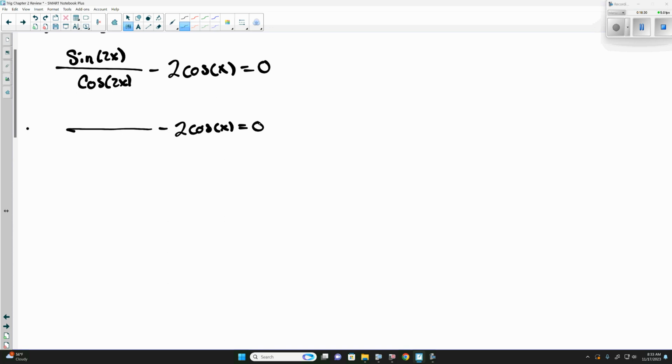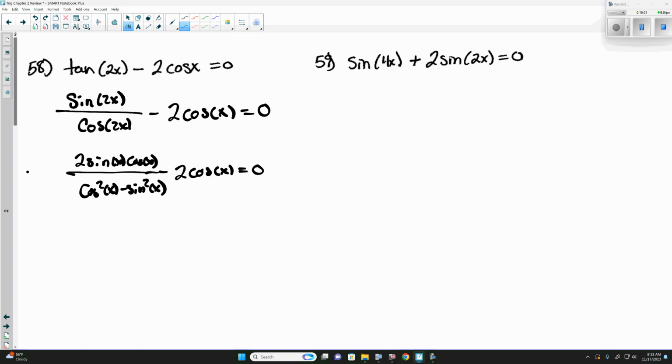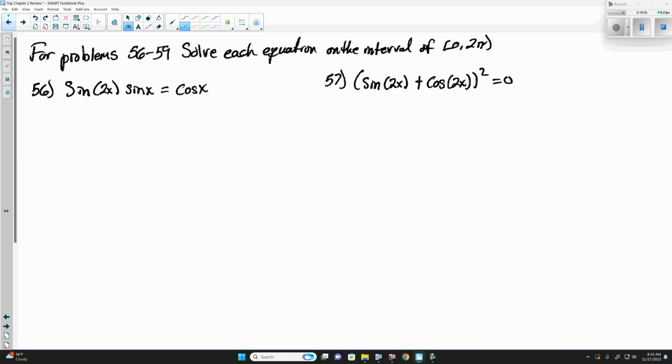Because sine of 2x only has one formula. It's 2 sine of x cosine of x. The denominator is cosine squared of x minus sine squared of x. We could have done that in 2 steps. It's frustrating, yes. So again, I would refer back to those formulas for these here.